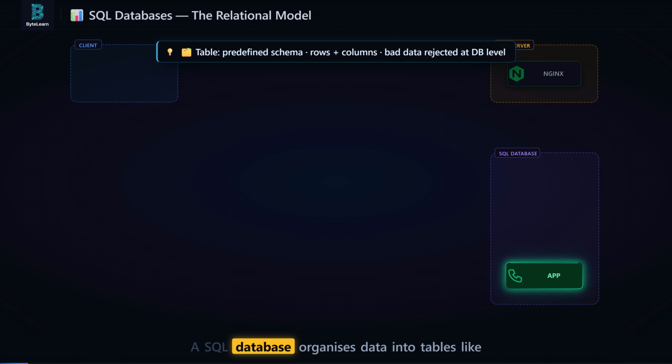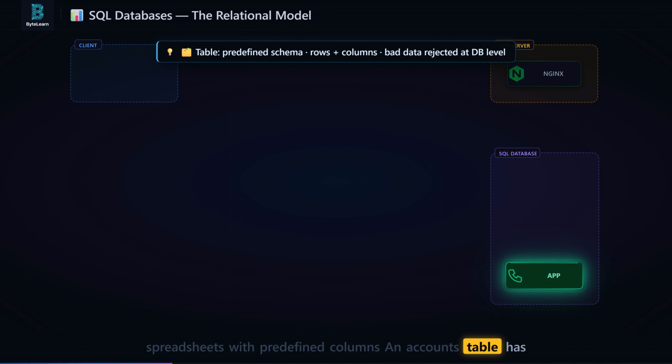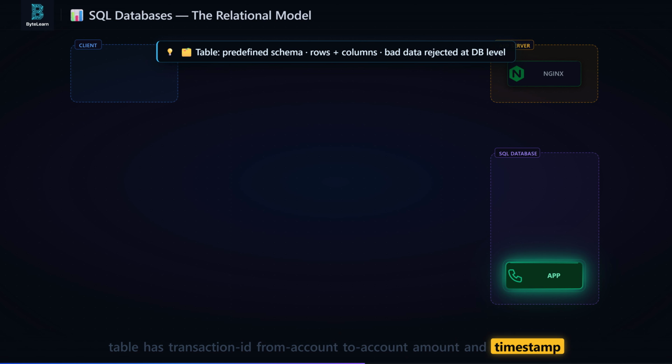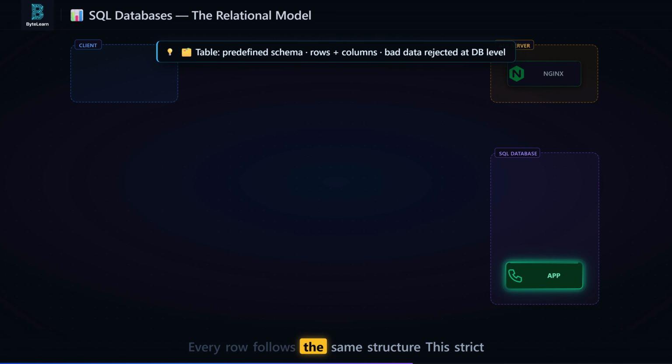A SQL database organizes data into tables, like spreadsheets with predefined columns. An accounts table has columns like account ID, user ID, and balance. A transactions table has transaction ID, from account, to account, amount, and timestamp. Every row follows the same structure. This strict schema is not a limitation, it is a feature. It prevents bad data from ever being stored.